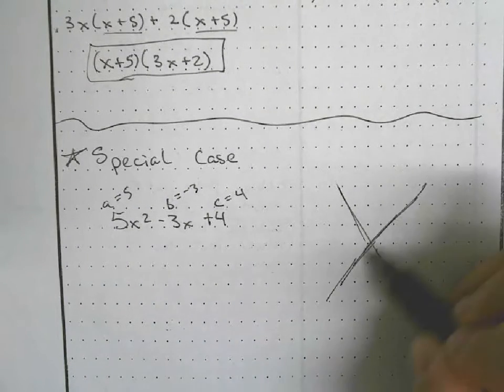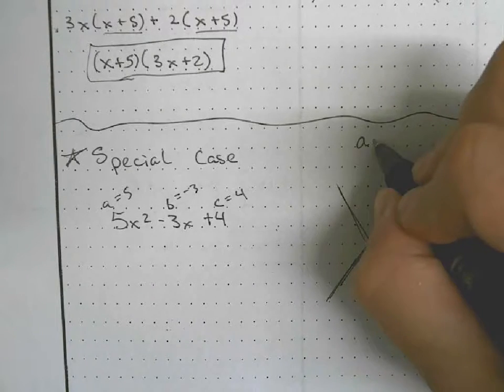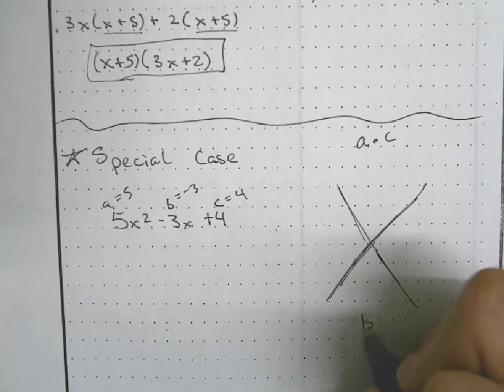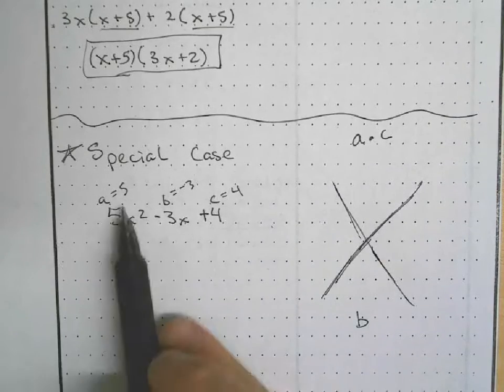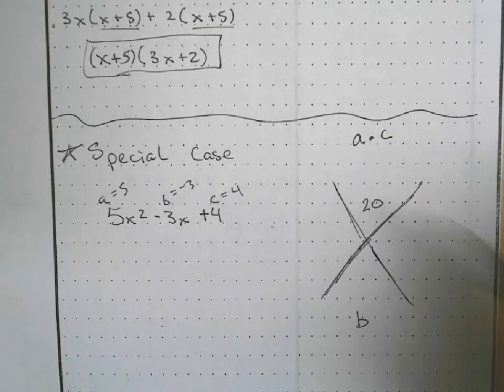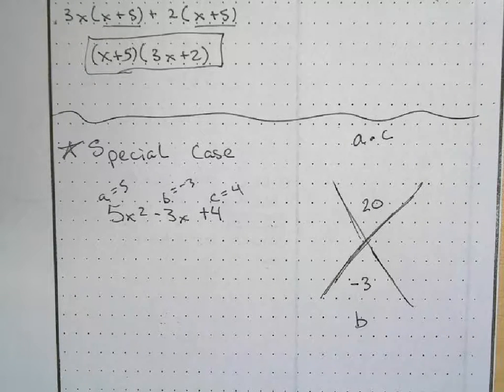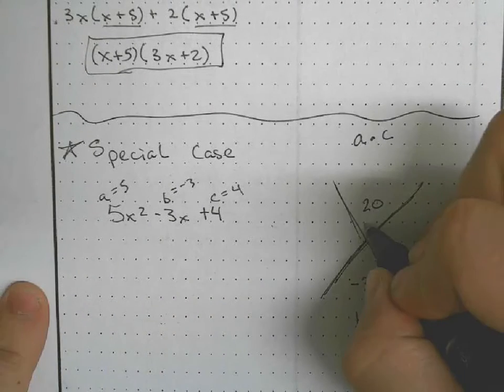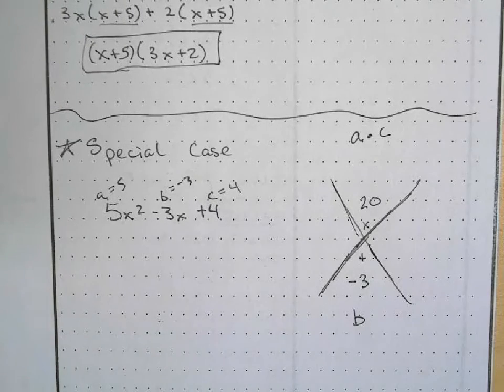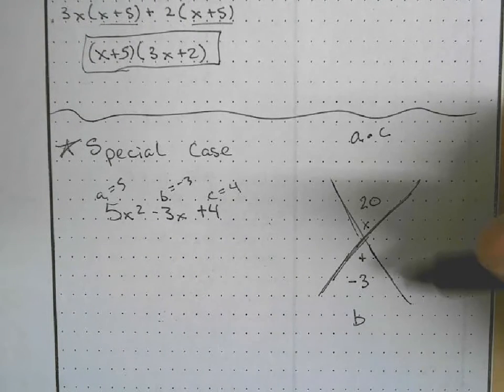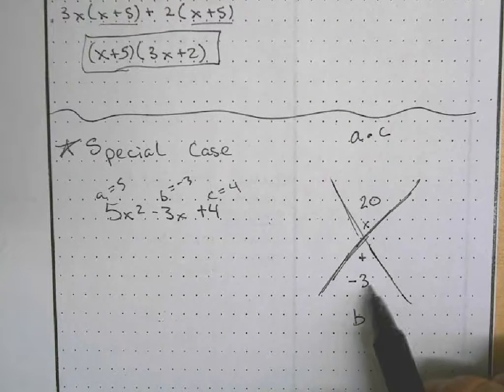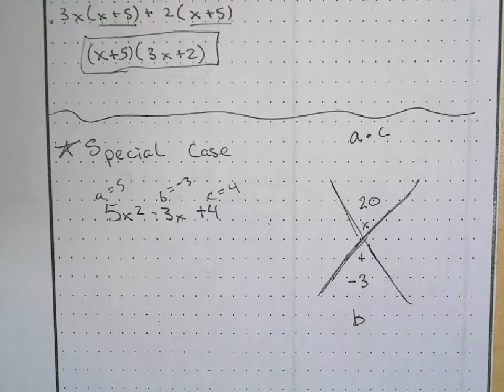We'll draw our big giant X. And remember up top we're doing A times C, and the bottom we're putting our B value. So A times C is 20, and then my B value is -3. So I need two numbers that can multiply to 20 and add to -3. So we're racking our brains. We're really thinking about this. We can use two negative numbers if we want, and we should probably be thinking in that direction if I have to add to get to -3.